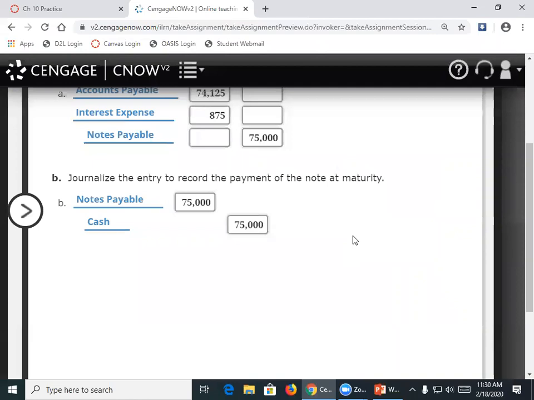The benefit from the borrower side, I guess you could look at it as, well, we're recognizing the interest expense up front, so we don't have to worry about it later. But it's really more of a benefit to the creditor.